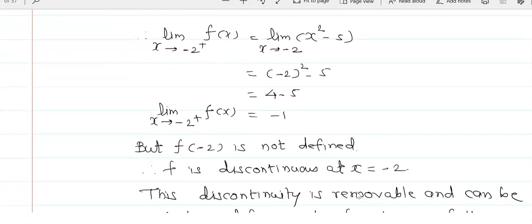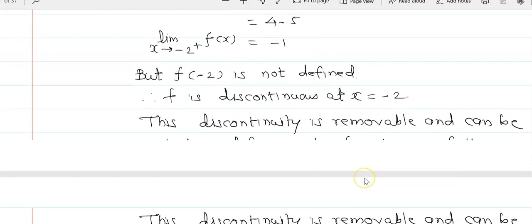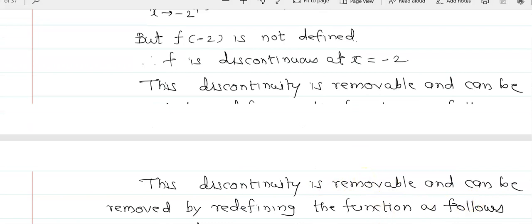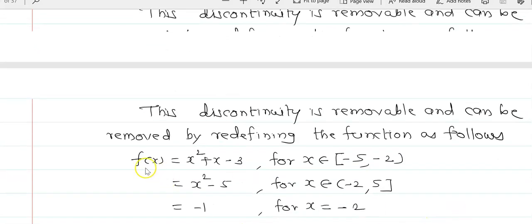F of minus 2 is not defined here. Therefore, the discontinuity is removable and can be removed by redefining the function as follows. F of x is equal to x square plus x minus 3 for x in closed minus 5, open minus 2, equal to x square minus 5 for x belongs to open minus 2, close 5, and equal to minus 1 for x is equal to minus 2.